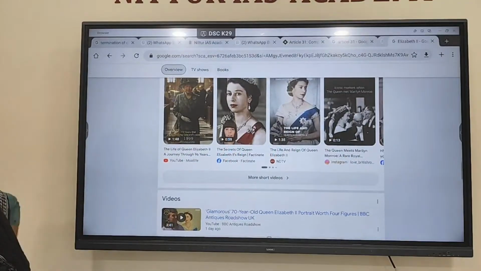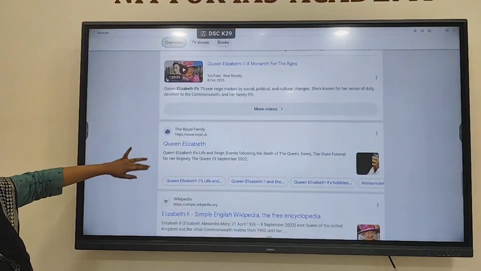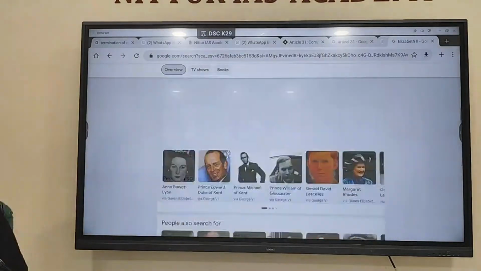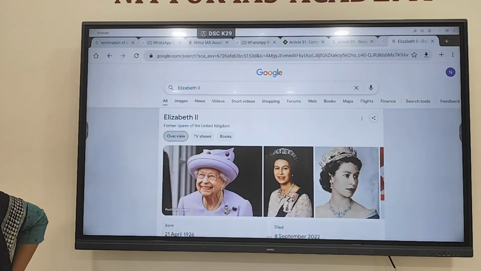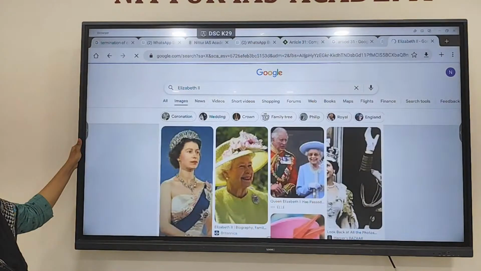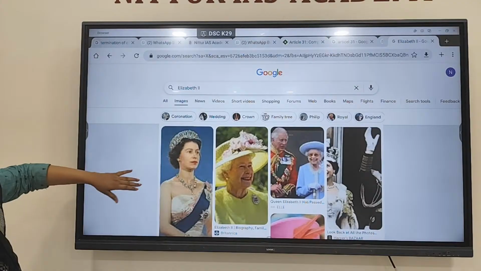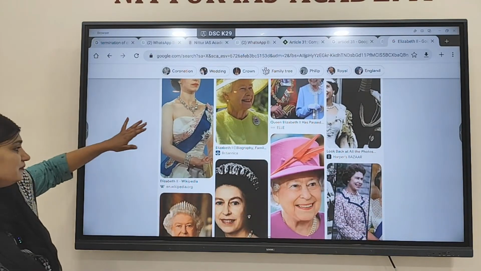She was Queen Elizabeth II. Where will you read this? Historical underpinnings. From there you will be studying Queen Elizabeth, Queen Victoria. They are all from the same generation. Okay, they ruled India. Okay, British.